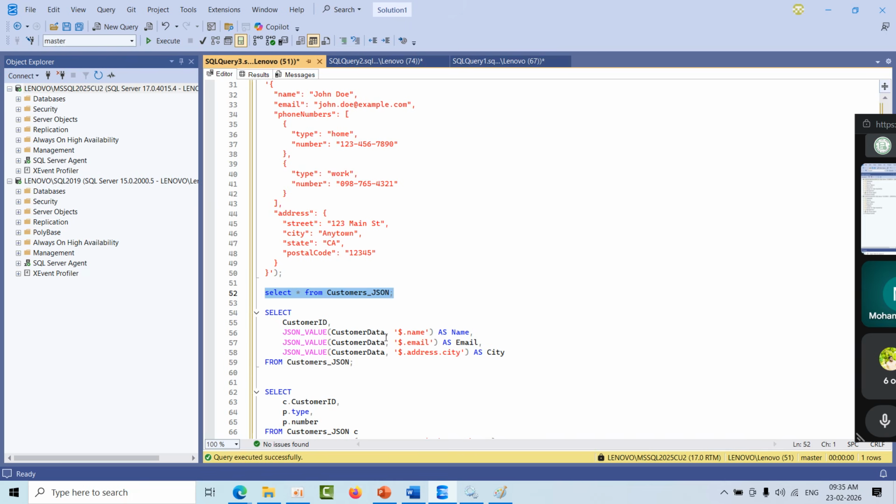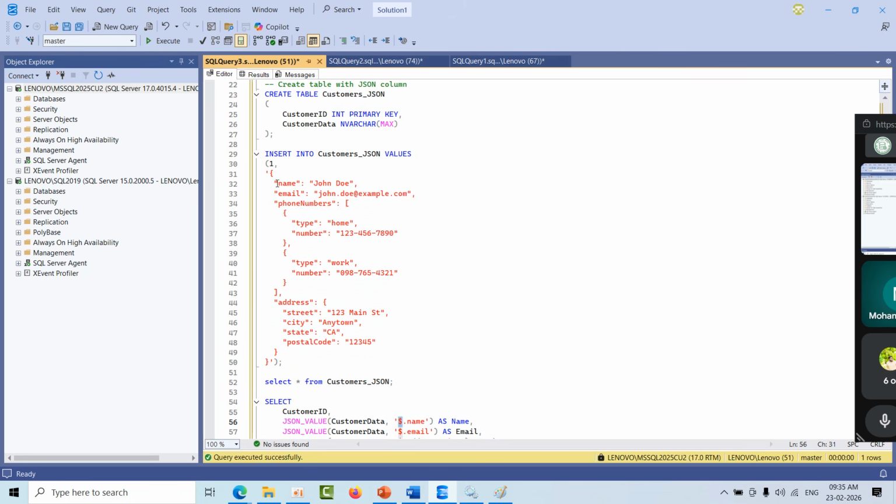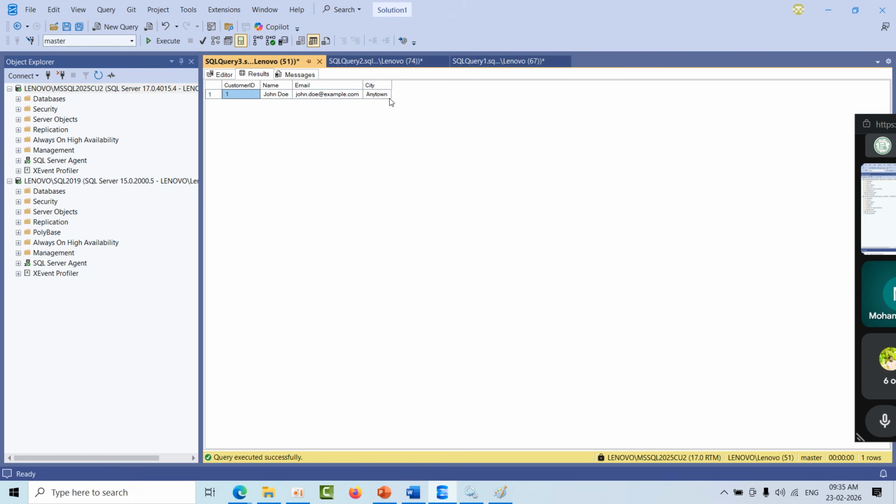To query JSON data, we have two things: one is JSON value, and the other is OPENJSON. This is the root node, I can say. In the root node, I am telling it to fetch the name only, the email only. This is how you need to query the JSON value. See how we have converted from JSON to rows and columns.